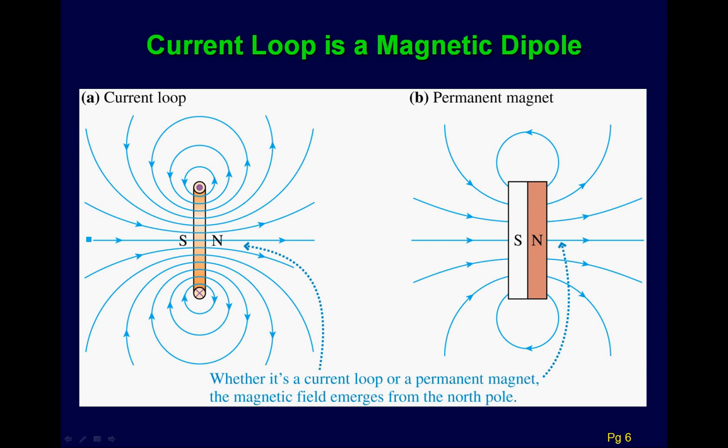And so here's a picture of a current loop and comparing it with a permanent magnet. And actually the lines look pretty similar. So what we do is we actually will call the North Pole this side over here, and the South Pole this side over here. And so when I do this with my right hand rule, my thumb is sort of pointing where the North Pole is.